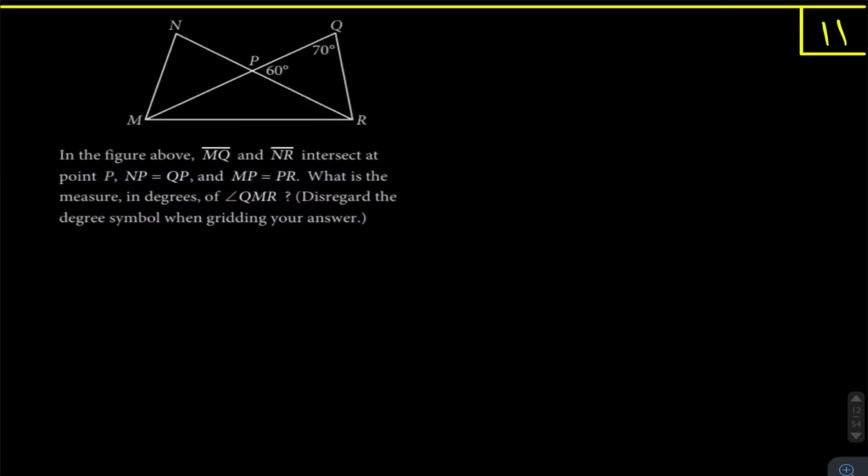And in this one, it says, in the figure above, segment MQ and NR intersect at point P. Okay, cool, we got that. NP equals QP and MP equals PR. Okay, so we can mark that off right now, right? MP, that's this segment right here, is going to equal QP. All right, and MP equals PR. We can mark those off as well.